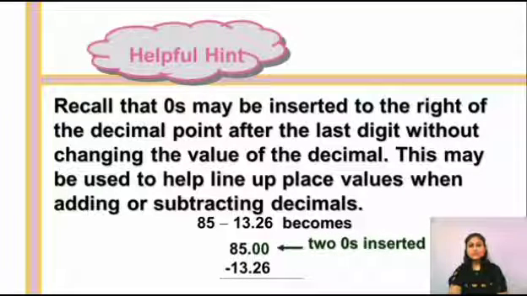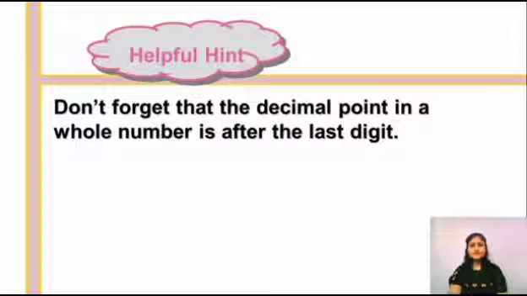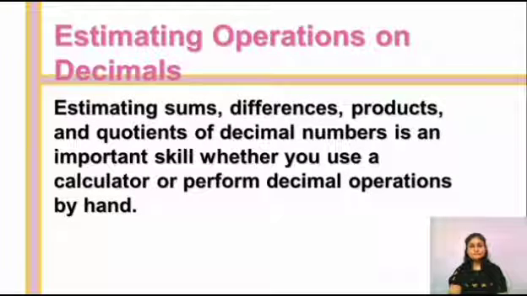85 minus 13.26 becomes 85.00 minus 13.26. We have inserted 2 zeros after 85 to vertically align both these numbers. The result is 71.74. Don't forget that the decimal point in a whole number is after the last digit.